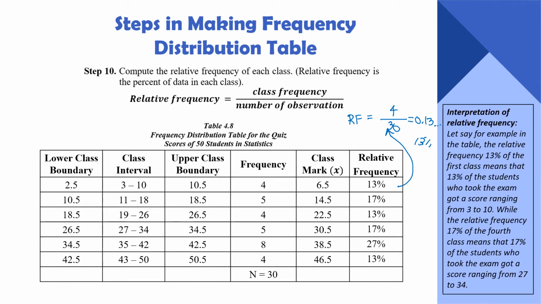So for the interpretation of the relative frequency, let's say, for example, in the table, the relative frequency 13% of the first class, ito yon, means that 13% of the students who took the exam got a score ranging from 3 to 10. And then, the relative frequency naman of 17% of the fourth class means that 17% of the students who took the exam got a score ranging from 27 to 34.